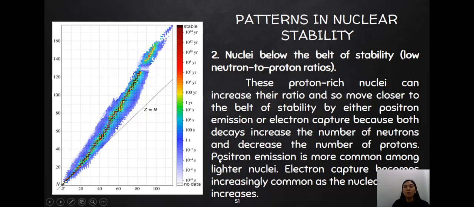So, this one. Positron emission is more common among lighter nuclei. Electron capture becomes increasingly common as the nuclear charge increases. So, either of the two, maaaring positron emission or electron capture, yung pagdadaanan po ng ating nuclei para lumapit siya dun sa belt of stability pag mataas masyado yung number of protons niya.